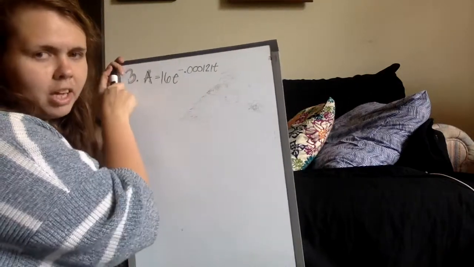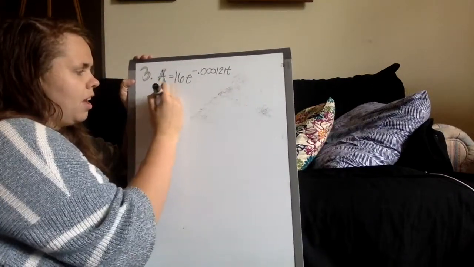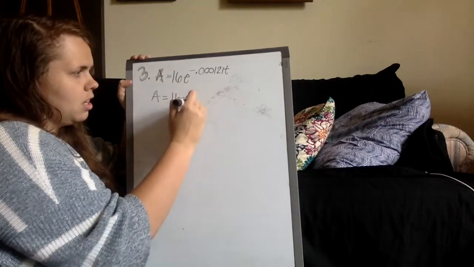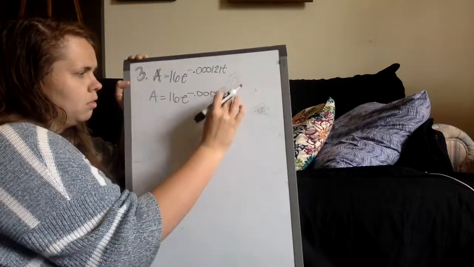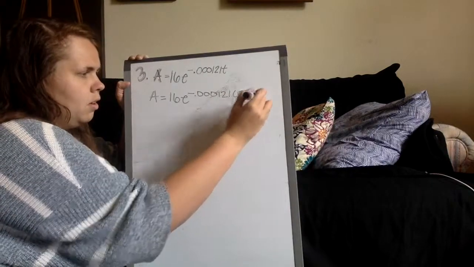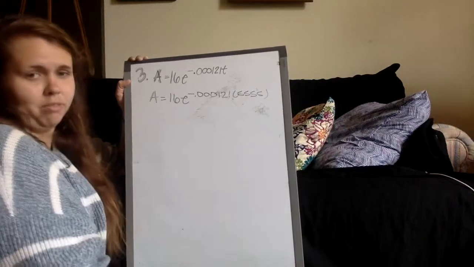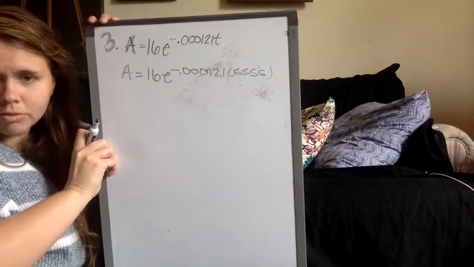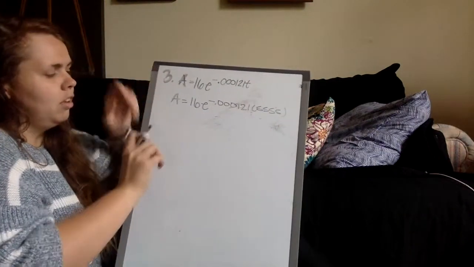So this one is actually more of an exponential. All we're doing is plugging in. So we have A equals 16e to the negative 0.000121 times 5,555. That's all you have to do, because T is years, so you just plug it in, plug and chug, and go. It's not that hard. So then you can plug it in your calculator and figure it out from there.